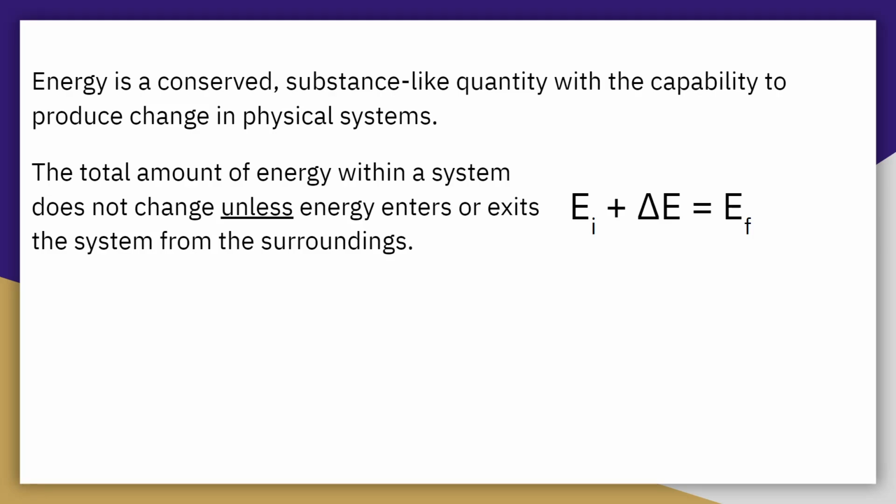The total amount of energy within a system does not change unless energy enters or exits the system from the surroundings. This is an equation that can represent that. All of our initial energy would be equal to our final energy unless we have some change in energy of our system.